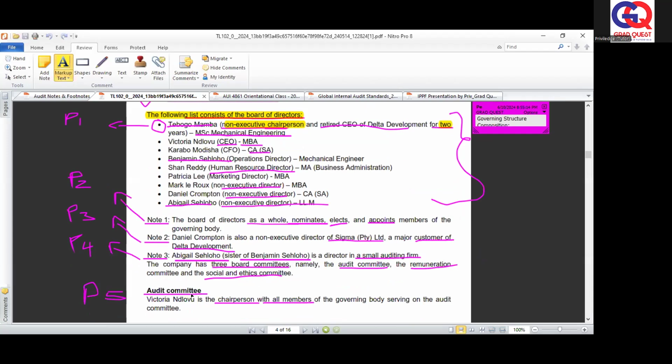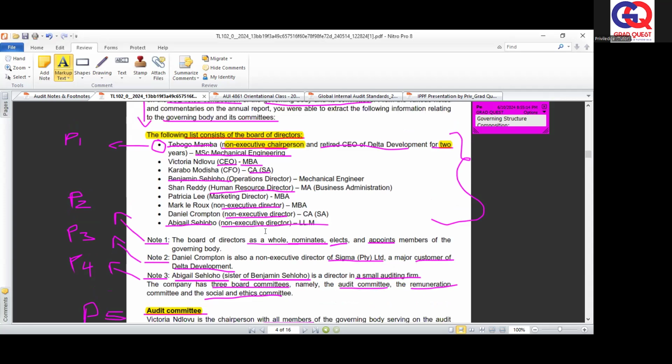Before we even get to the audit committee, the moment I begin to touch on the audit committee, we are dealing with question 1B. But everything else above is really entailing question 1A. So let's look at Victoria Lovu. The CEO has an MBA. We'll check if there's anything mentioned about her here. But one thing I can already see is that, for the fact that they have a CEO as part of their governing body or board of directors, it means they've complied with the King 4 report recommendation.